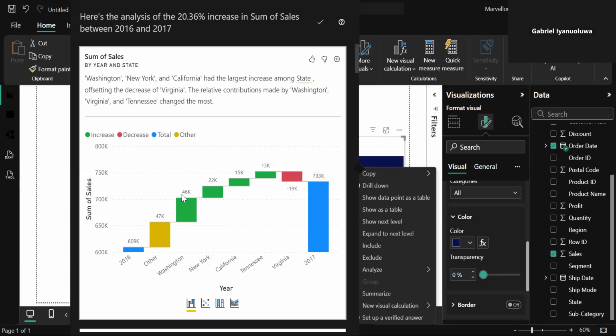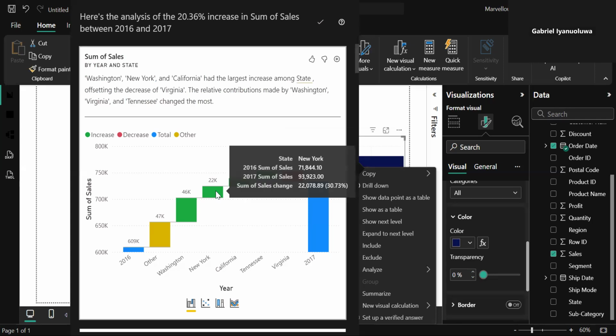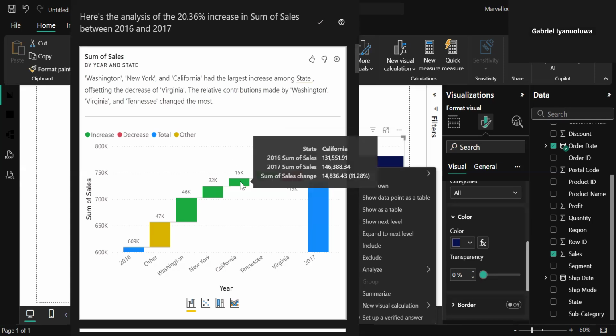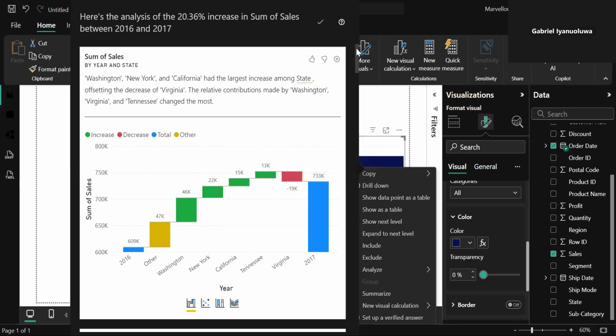And you can see what they contributed. So we're having this one more than 46,000. This one is more than 22,000. And also this one is more than 15,000. So it will generate even their label with them. So we have these different visuals that it has generated. Now this is by state. We have seen those that contributed to that increase.